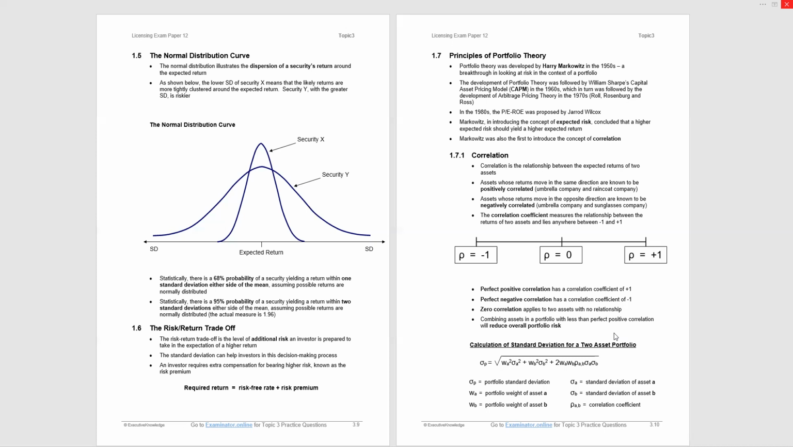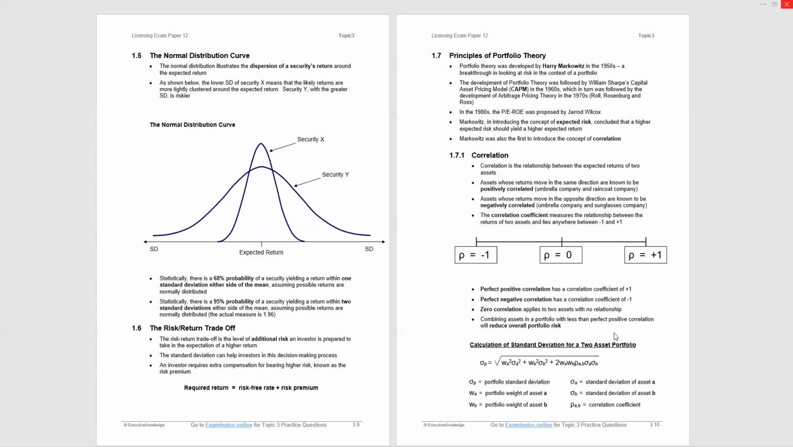Then, after the 1950s, William Sharpe came along and developed portfolio theory with the development of the capital asset pricing model, and that was in the 1960s. That in turn led to the development of arbitrage pricing theory in the 1970s. So this is the business schools in the US doing all this work. It was Roll, Rosenberg, and Ross. In terms of mainstream, we tend to focus on portfolio theory being the work of Harry Markowitz and the capital asset pricing model of William Sharpe. You're not going to be examined on that, but that's very much the background.